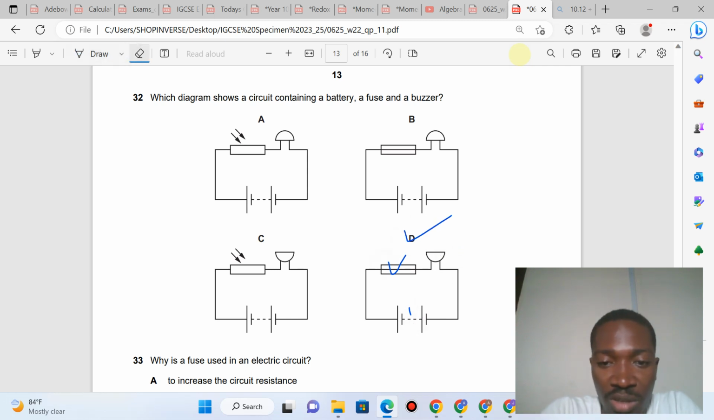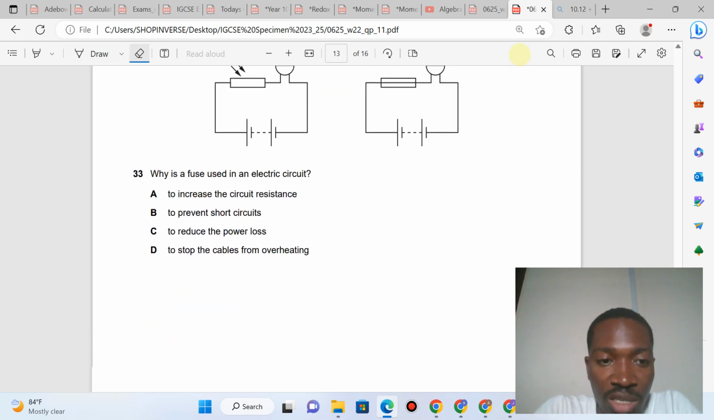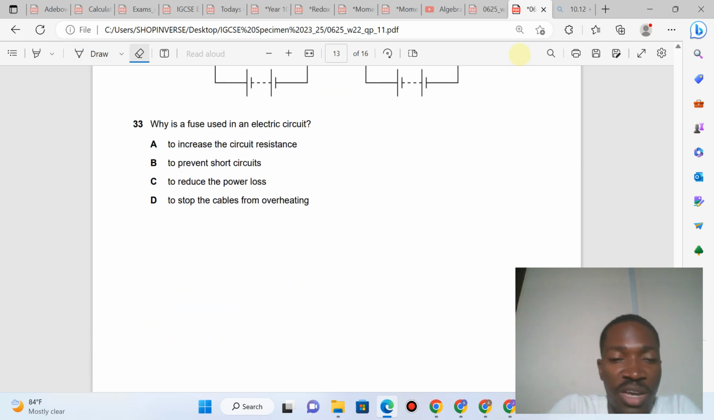Okay, good. Question 33. What is a fuse used for in an electric circuit? To protect or to limit the current flowing. You put a limit on the current that can flow in the circuit. Option A, to increase the circuit resistance? No. To prevent short circuits, to reduce power loss, to stop cables from overheating.